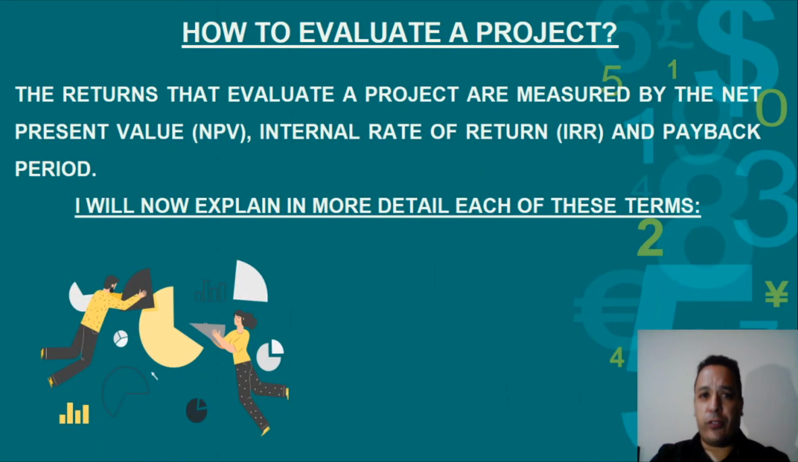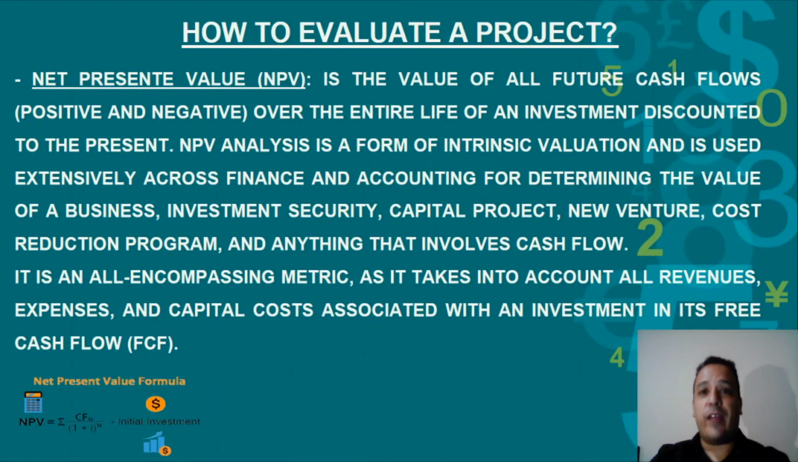How to evaluate a project? To help us evaluate a project, we have some ratios. I will speak now a little about them. I will start with net present value, NPV. It is the value of all future cash flows, positive and negative, over the entire life of an investment, discounted to the present. It is used in finance for determining the value of a business, investment security, capital project, new venture, cost reduction program, and everything that involves cash flow.